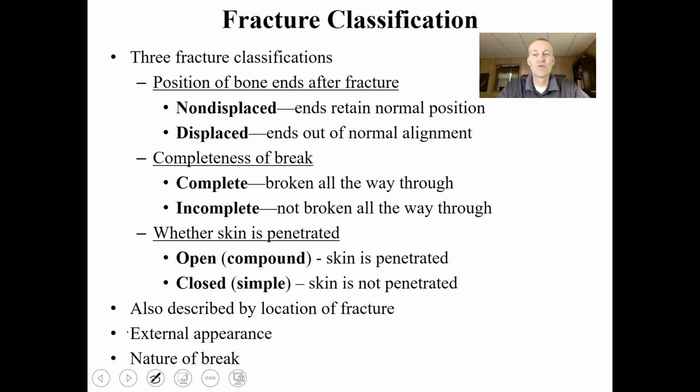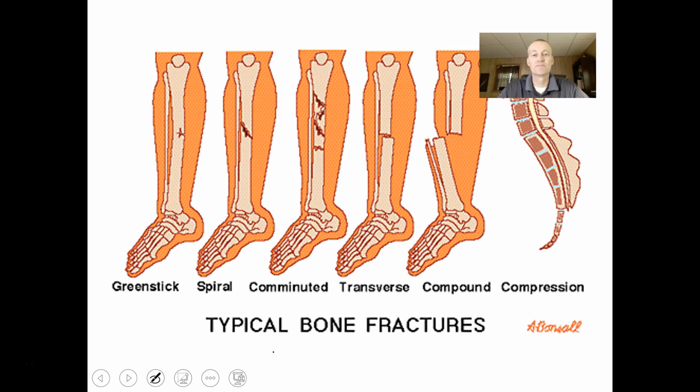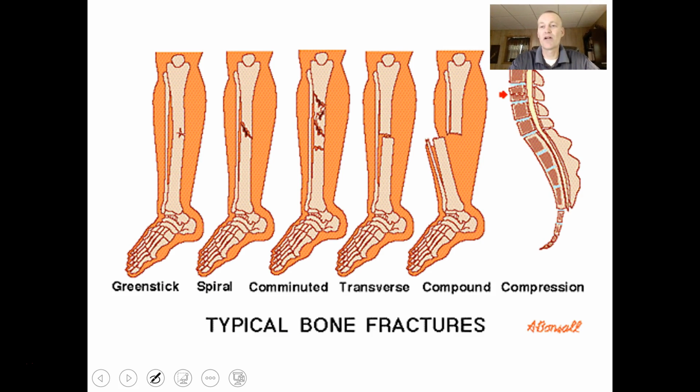Like I told you before, there's lots of different ways you can classify these bone fractures. They can also be classified based on the location of the fracture, the external appearance, the name of the break, and even some of them are named specifically after people who described very specific kinds of fractures. I'm going to show you some different ways to look at fractures or classify them. It depends on the source, but this is just one source that shows some different kinds of fractures.